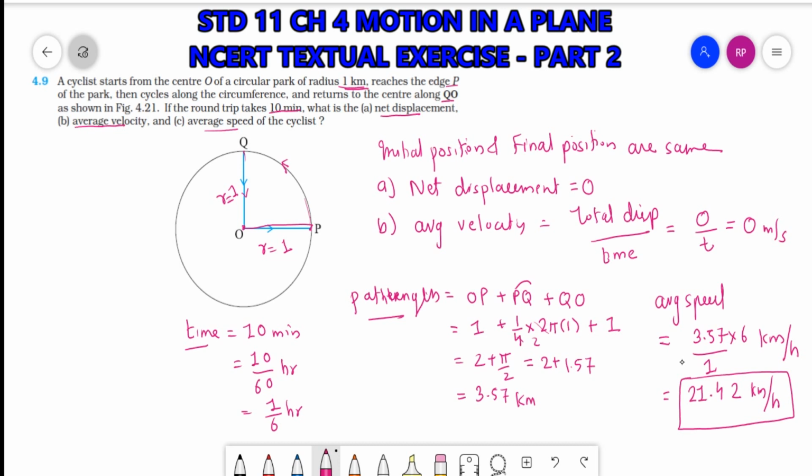So this was about question number 4.9. The initial and final position are the same, net displacement is 0, and as the net displacement is 0, average velocity is 0. For speed, I first found the path length, time, and then average speed equal to path length by time, and we got 21.42 kilometer per hour. So just note it down.